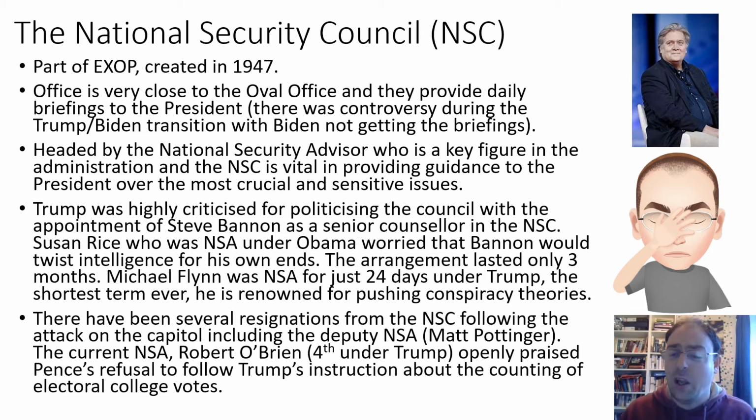There's been a whole range of resignations from the NSC following the attack on the Capitol on the 6th of January 2021, including the Deputy NSA, Matt Pottinger. Now, the current NSA, Robert O'Brien, again, he is the 4th person to hold this office under Trump, openly praised Pence's refusal to follow Trump's instructions about altering the counting of the Electoral College votes on January the 6th. And so we're seeing a lot of tension.